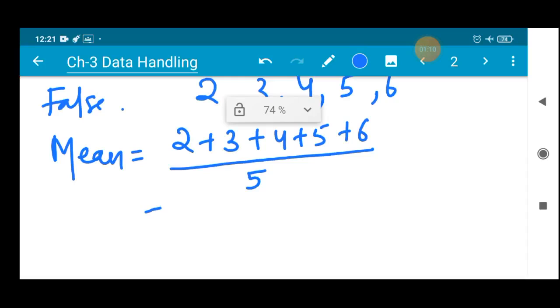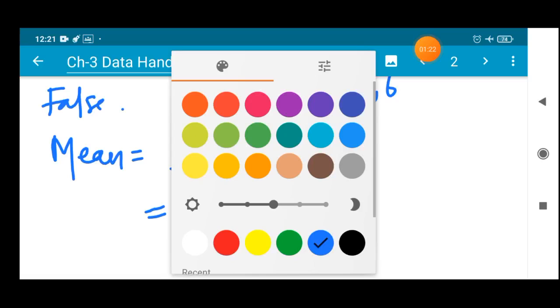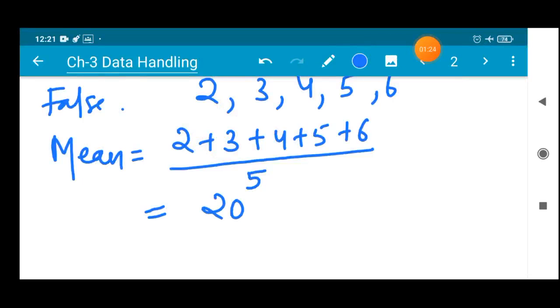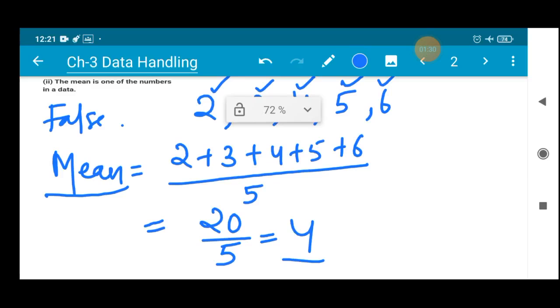When we add this, 2 plus 3 is 5, 5 plus 4 is 9, 9 plus 5 is 14, 14 plus 6 is 20. So it is 20 divided by 5. Your value is 4, since 5 fours are 20. In this case, yes, we got the mean from our observations, but sometimes it may not happen like this.